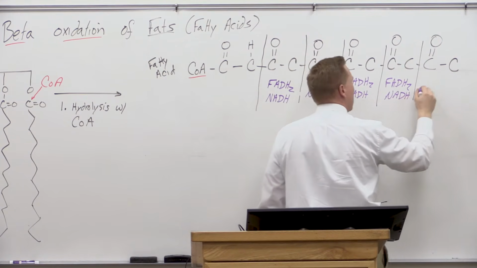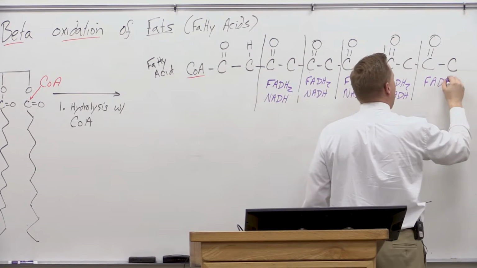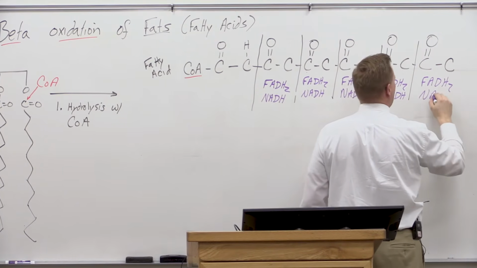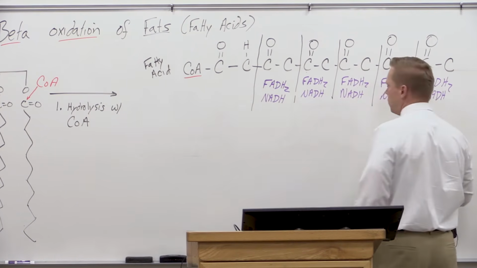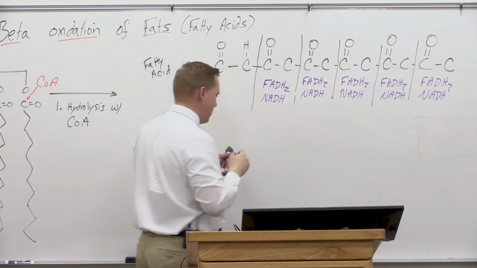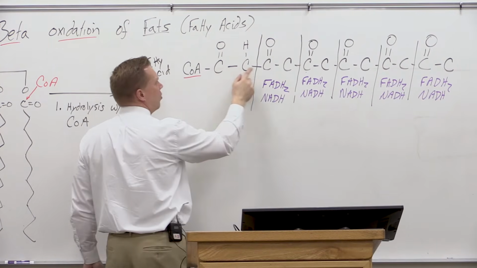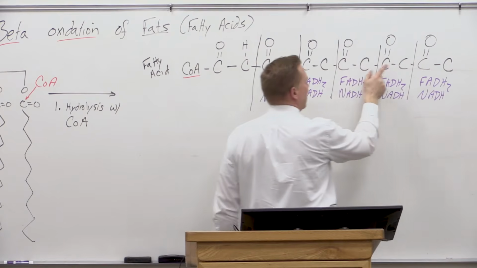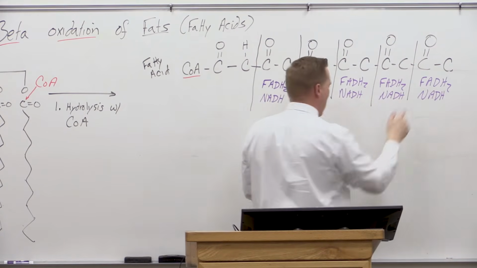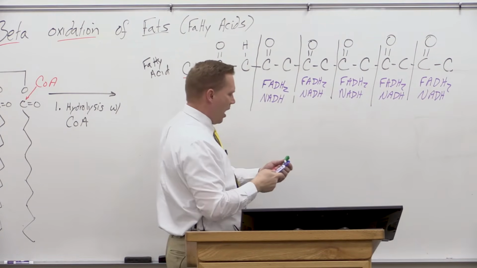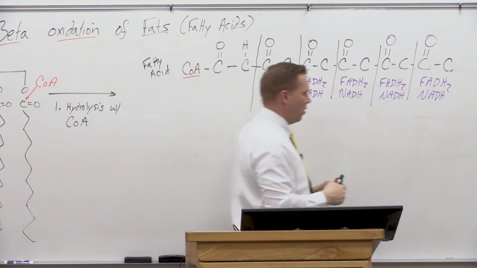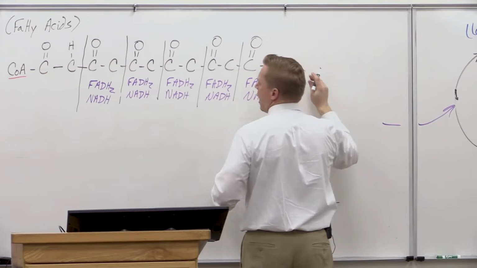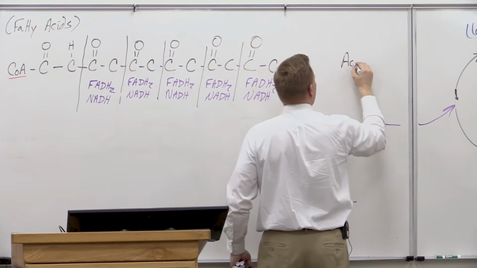So, in this case, we had a fatty acid. I made this kind of a shorter one. We had a fatty acid that was 12 carbons long. 1, 2, 3, 4, 5, 6, 7, 8, 9, 10, 11, 12. And so out of beta oxidation, we got out of it acetyl-CoA.